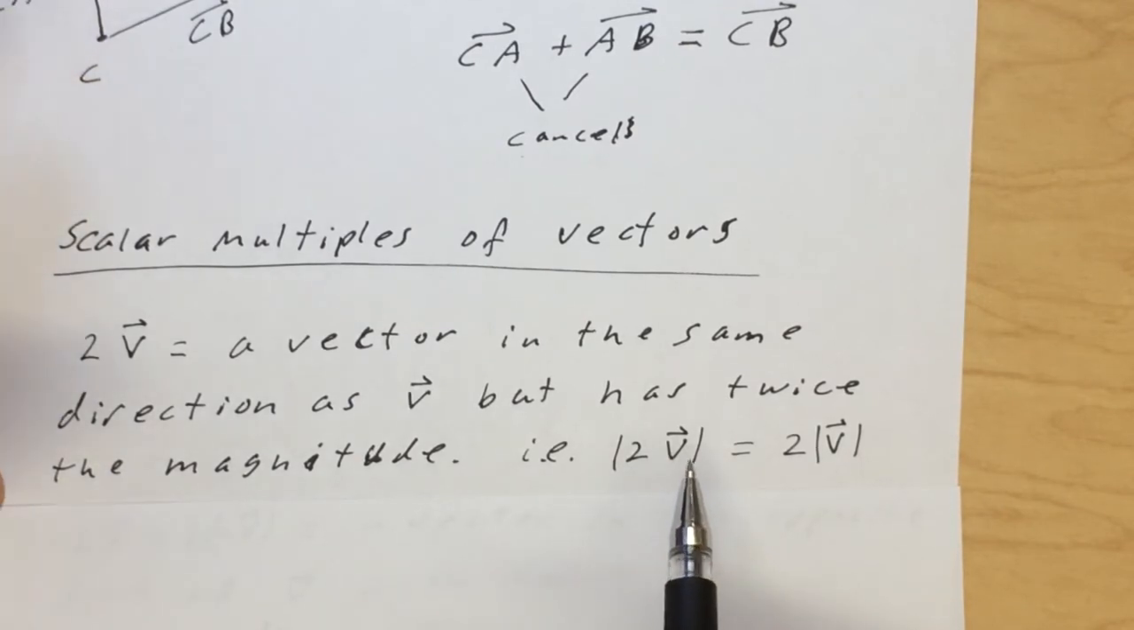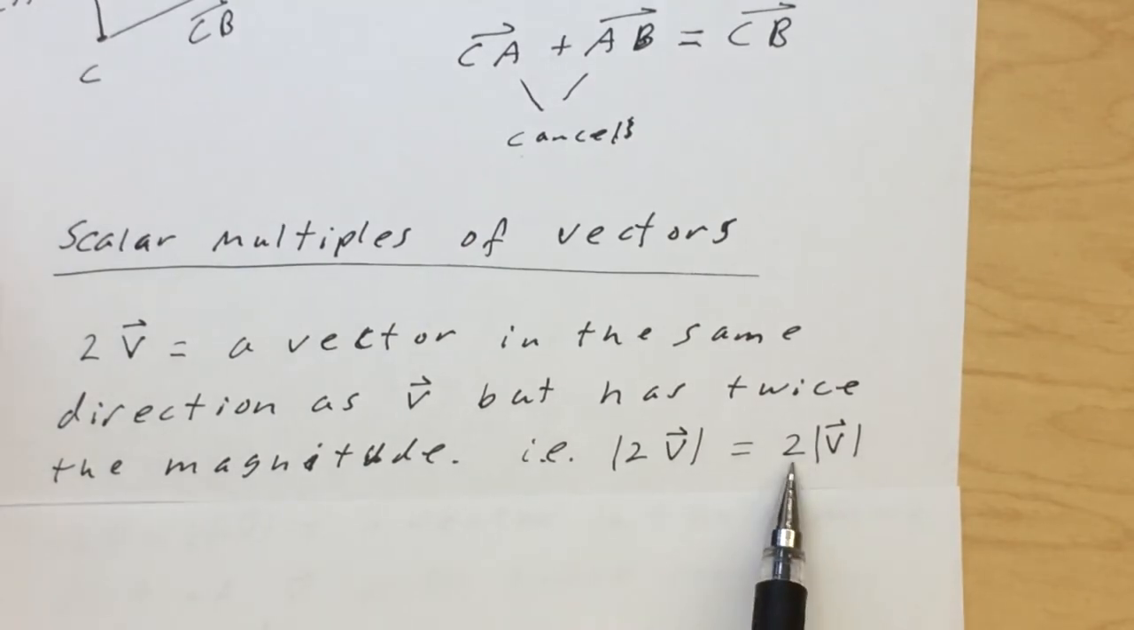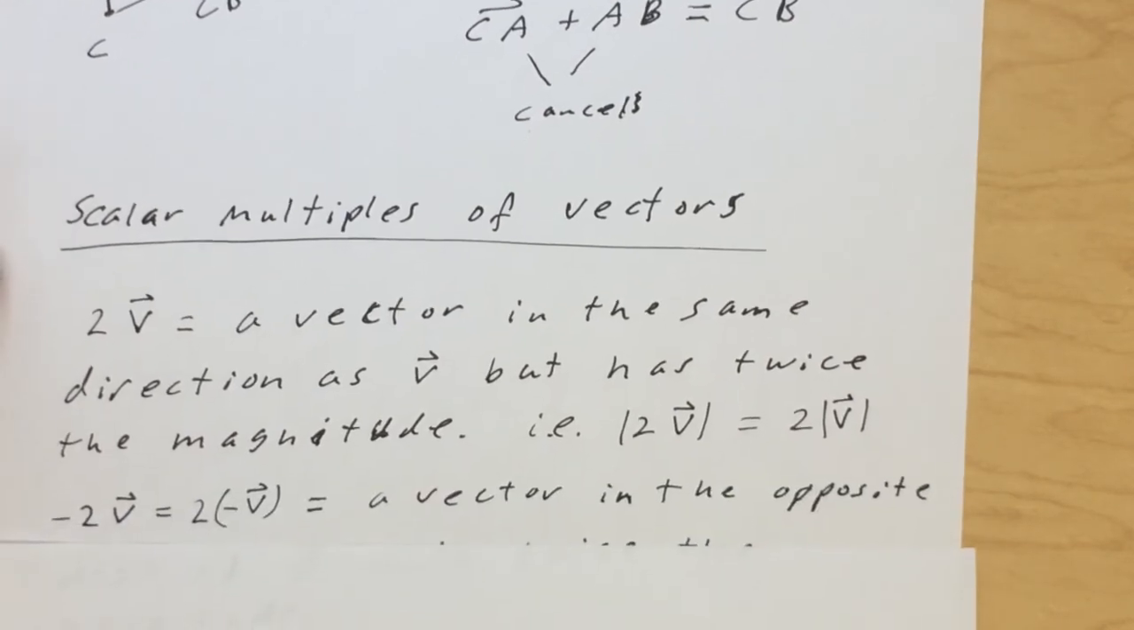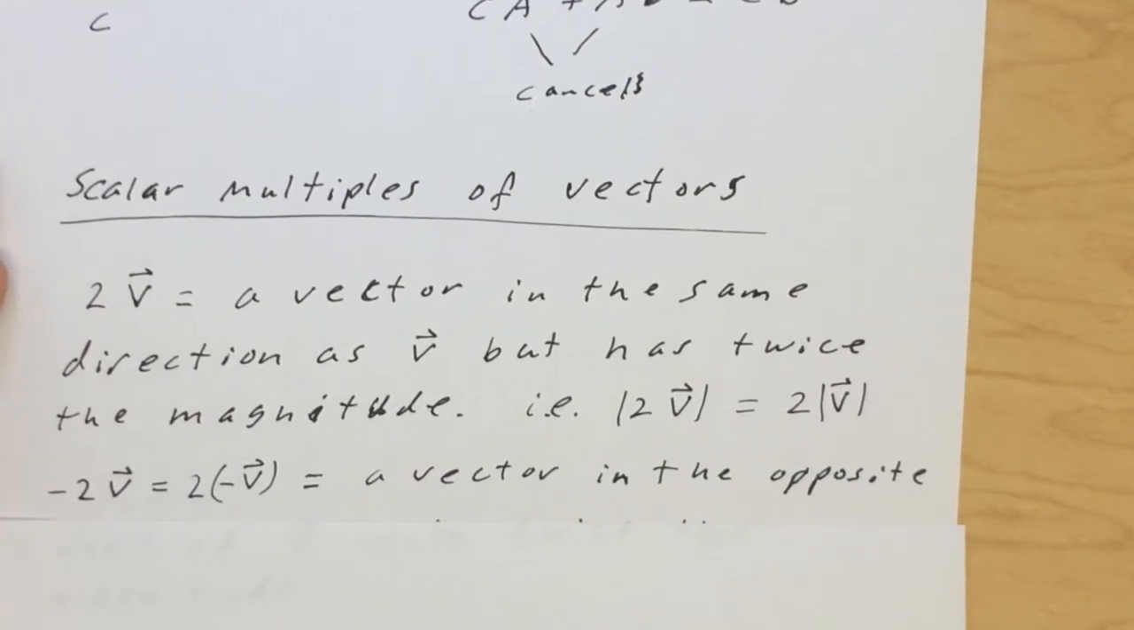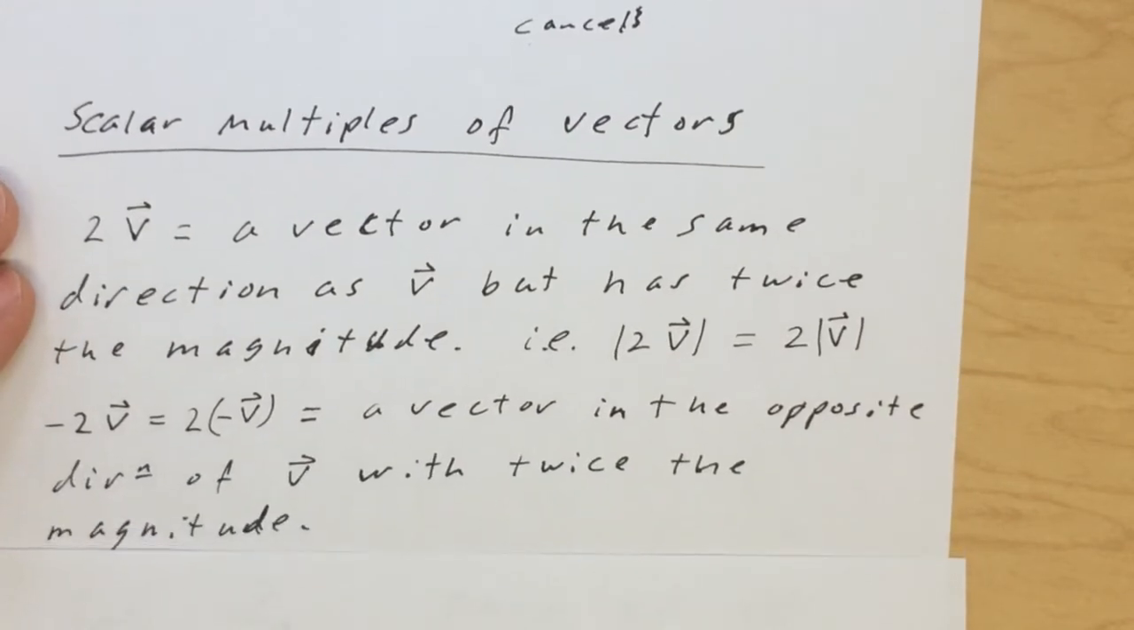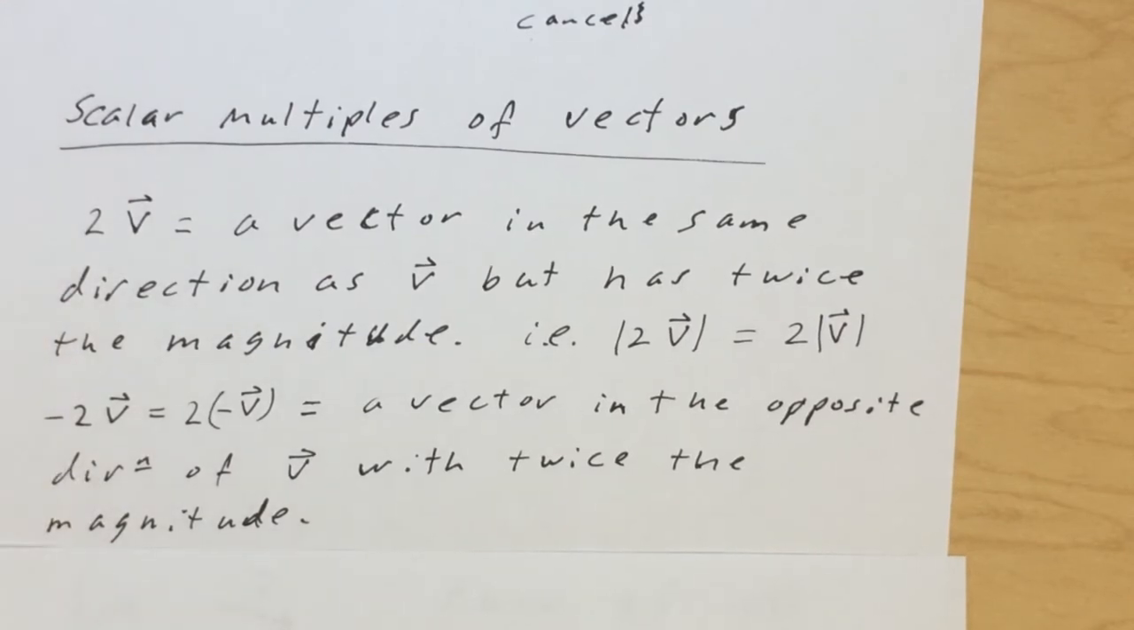Okay? 2v is itself a vector. You could call it something else. You could call it w. But 2v is itself a vector. So when you're taking the magnitude of the vector 2v, you need to put the magnitude on the outside of it. It just so happens that logically it's twice times the magnitude of vector v. Negative 2v is 2 times the negative vector. That's a vector in the opposite direction of v with twice the magnitude.